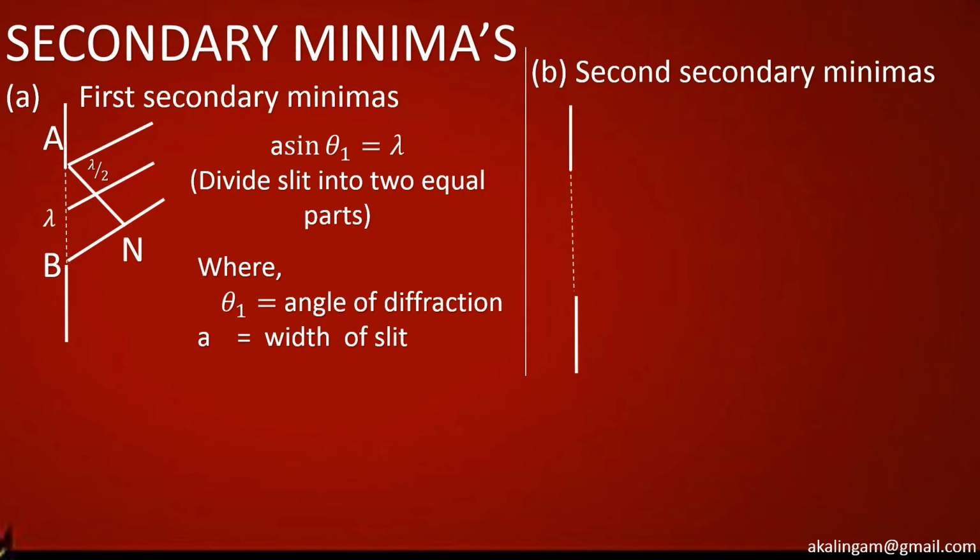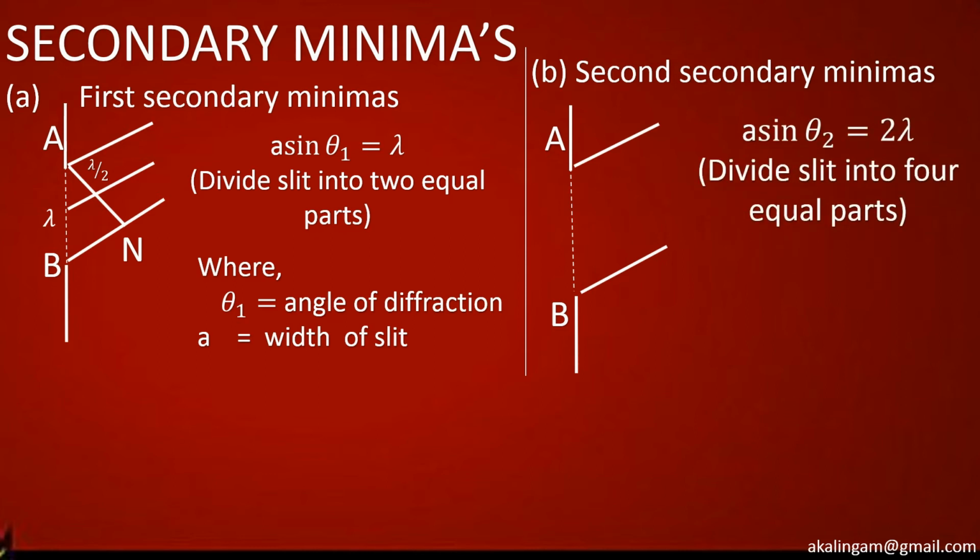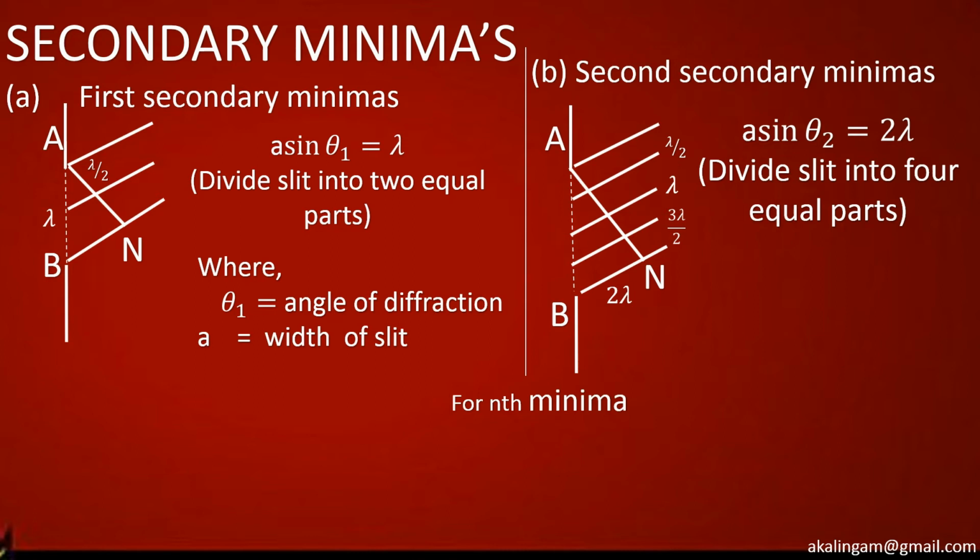Second secondary minima. I am considering a slit again, a fresh source of disturbance A, B, dividing the slit into 4 equal parts, whereas a sin theta 2 is equal to 2 lambda. Then the portions are lambda by 2, lambda, 3 lambda by 2 and 2 lambda, whereas a sin theta 2 is equal to 2 lambda.